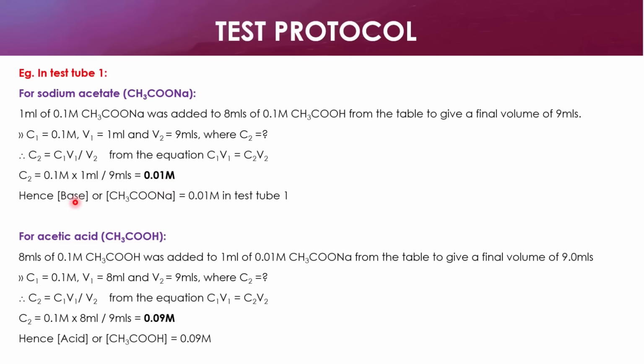Making C2 the subject of the equation, we have C2 equals C1 V1 divided by V2, from the equation C1 V1 equals C2 V2. Substituting the values, we have C2 equals 0.1 molar times 8 ml, all divided by 9. So C2 will give us 0.09 molar. Hence, the concentration of the acetic acid in test tube 1 is 0.09 molar.